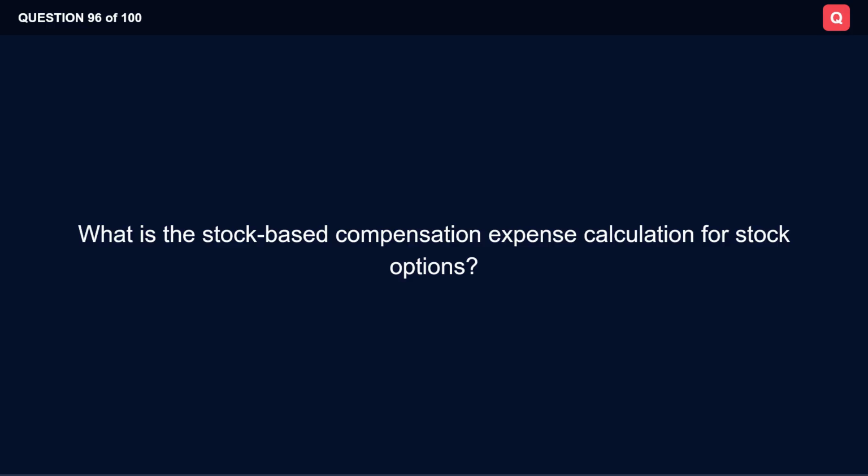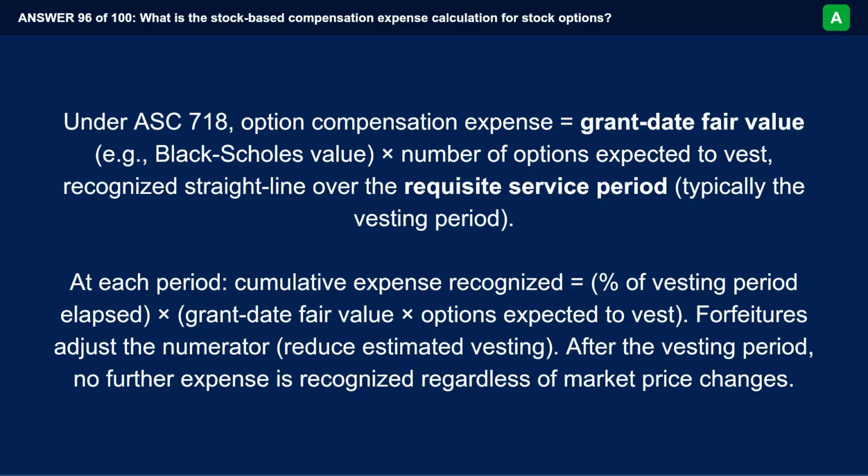What is the stock-based compensation expense calculation for stock options? Under ASC 718, option compensation expense equals grant date fair value, for example Black-Scholes value, times number of options expected to vest, recognized straight line over the requisite service period, typically the vesting period. At each period, cumulative expense recognized equals % of vesting period elapsed, times grant date fair value times options expected to vest.